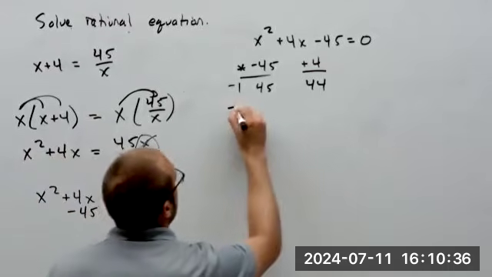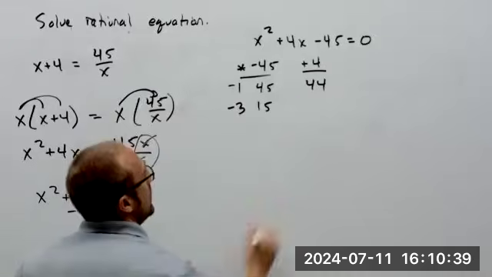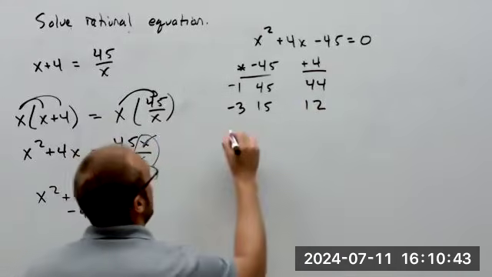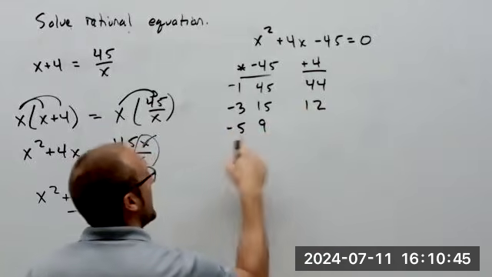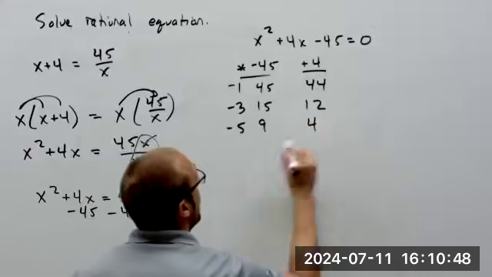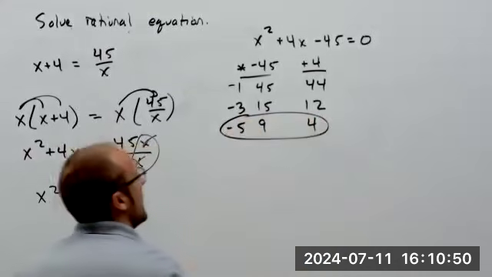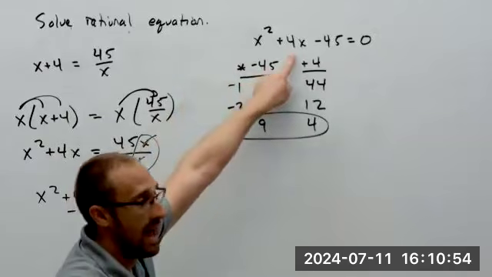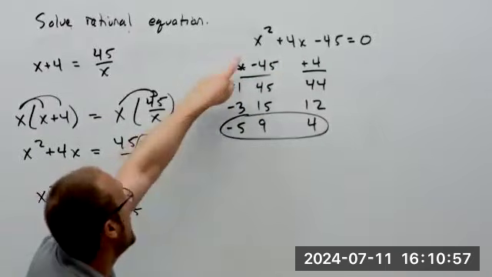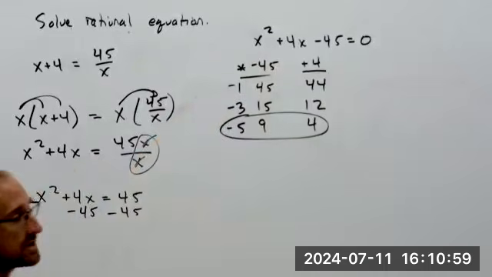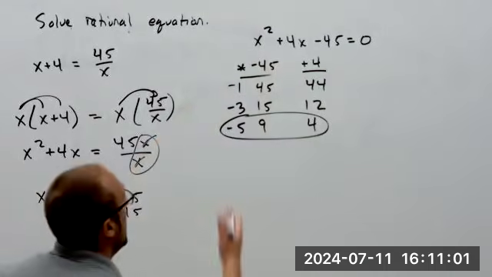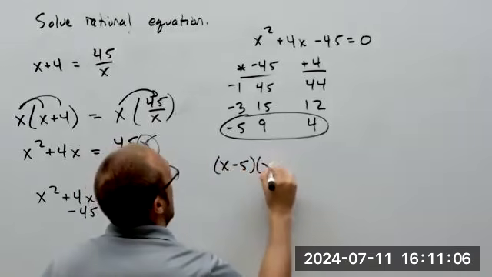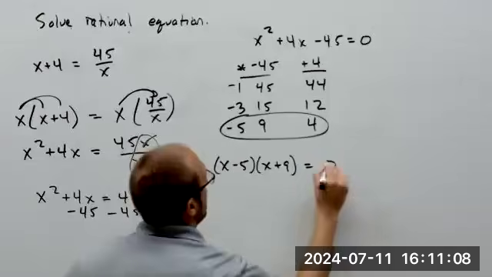The next one's going to be negative 3 and positive 15, which is going to give us 12. We're still not there yet. Then we have negative 5 and 9. Here we go. Negative 5 plus 9 is 4. This is the pair of numbers that we wanted because it's the pair of numbers that multiply to negative 45 and add to 4. And because there is no coefficient in front of the x squared, we can just use the shortcut, which is going to be x minus 5, x plus 9 equals 0.